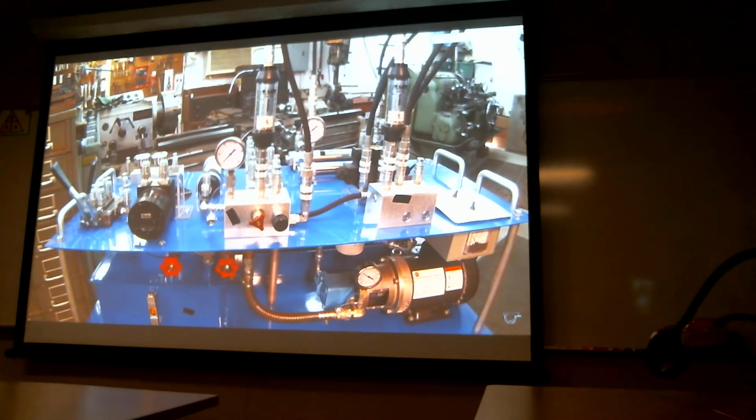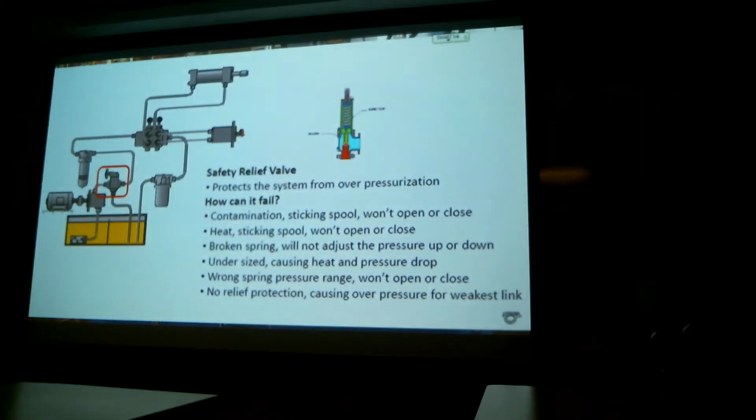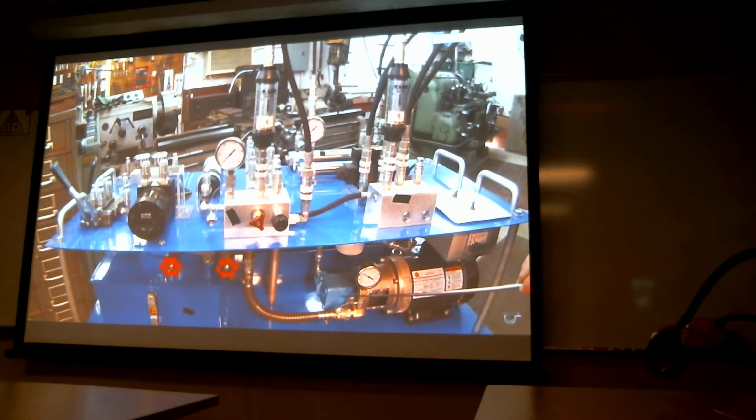All right, the next component we're going to talk about on the system here is your safety relief valve. What a safety relief valve does is protect your system from overpressurization. This pump is called a positive displacement pump, and it will pump up to whatever pressure this thing will go to until it finds the weakest link.